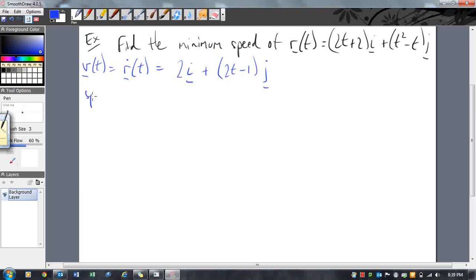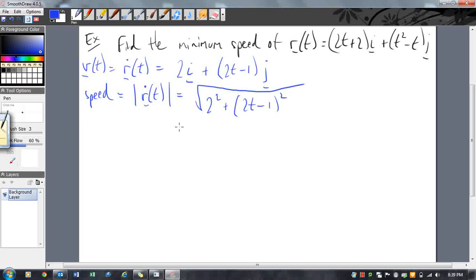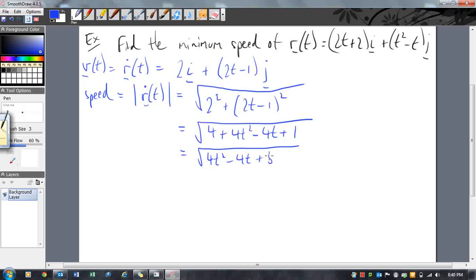Fantastic. So speed is equal to the magnitude of our velocity function, and that's equal to the square root of the x function squared, so 2 squared, plus our y function squared, so (2t minus 1) squared. Expand her out and play around with her a bit: 4 plus 4t squared minus 2t minus 2t plus 1. Rearrange it a little bit, and we've got 4t squared minus 4t plus 5.